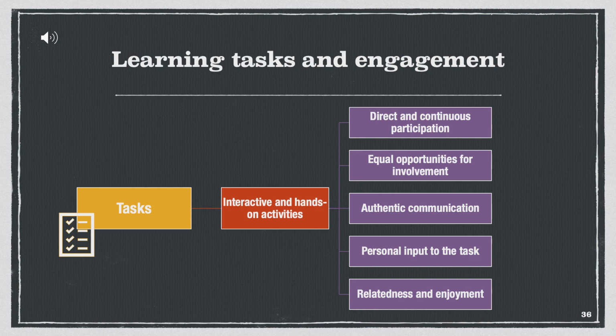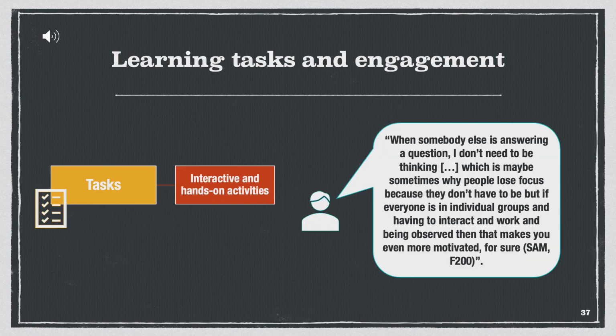In order to be engaging, tasks also have to be interactive and hands-on, and we could see how these type of activities could favor direct and continuous participation of students in the classroom activities. They also offered opportunities for equal involvement in the classroom, opportunities for authentic communication. Students could also offer their own personal input into the task, and these type of tasks also favored relatedness and enjoyment. So we could see how interactive hands-on activities favored not only behavioral engagement, but also social and emotional engagement as well.